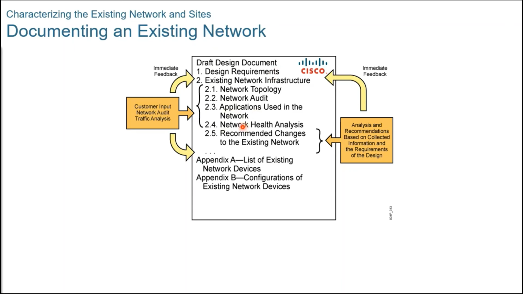So a summary description of applications and overlay services used in the network should also be included. Also, a summary description of issues that might affect the design or the established design requirements. A list of existing network devices with the platform and software versions. Also, you have to consider configurations of existing network devices. So usually attached as either a separate document or an appendix in a large document.